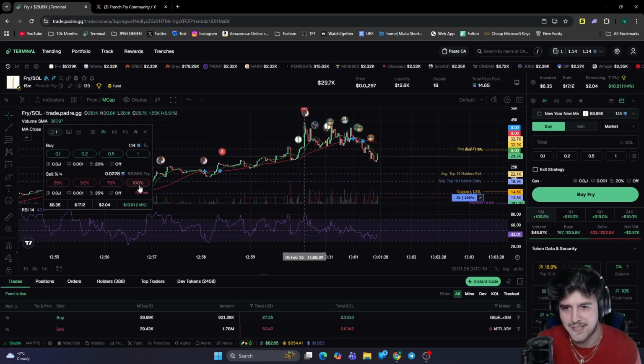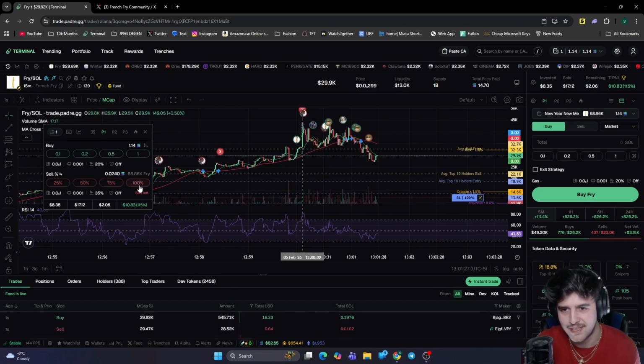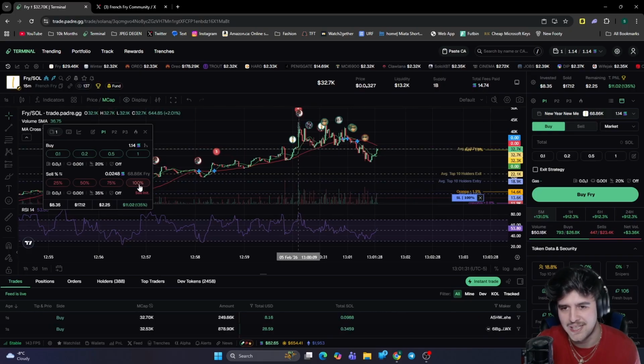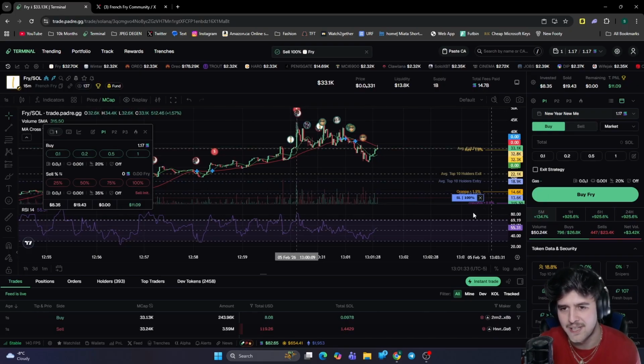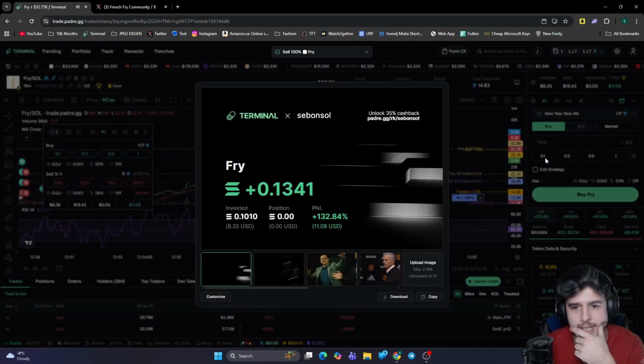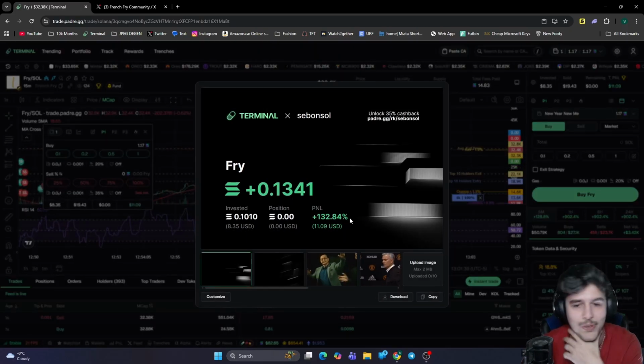So I'm just going to try to time like a decent little bounce and then close out the rest of the position. Like I said, I'm only holding a little tiny bit. That looks good right there. All right, so we're fully out of the trade. Let's take a look at what we made here. So we made 132%, quite good.